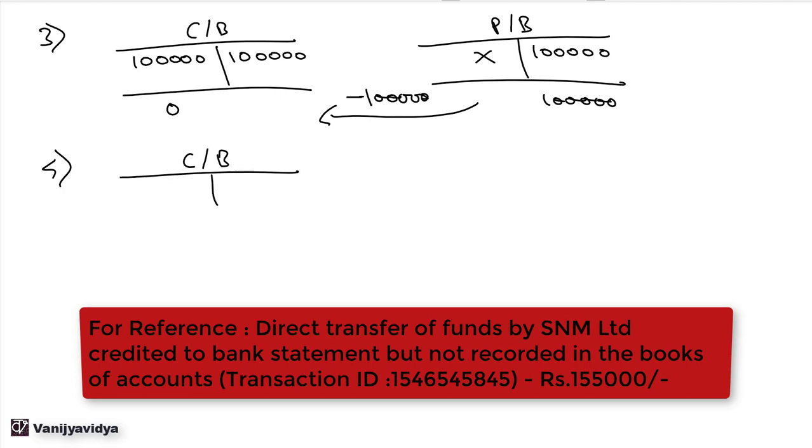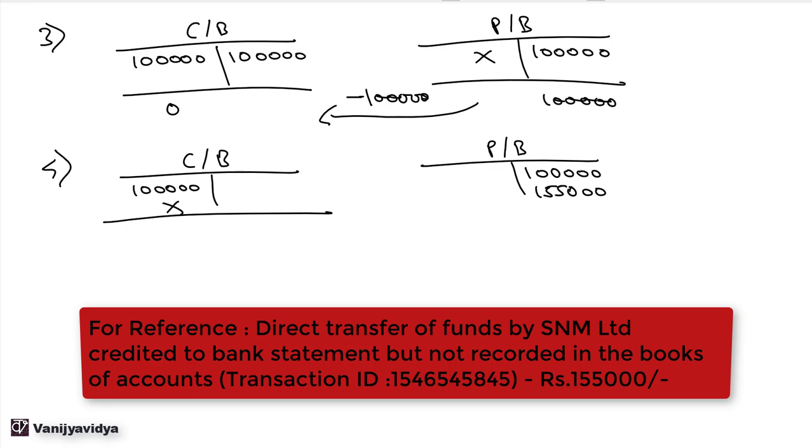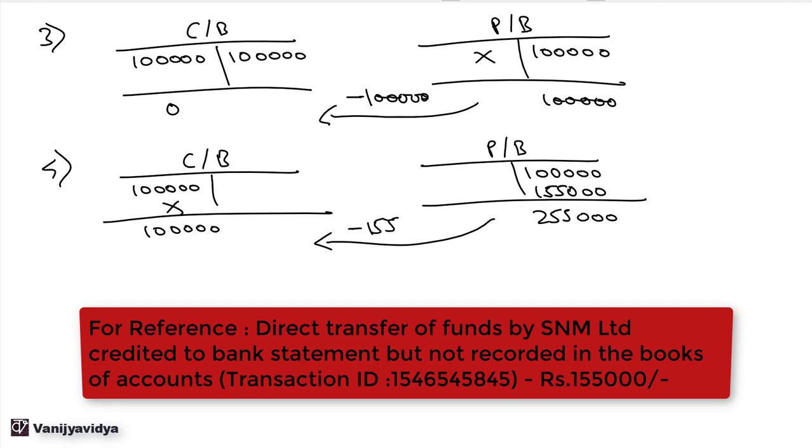4. We have cash book and passbook. 1 lakh debit balance as per cash book, 1 lakh credit balance as per passbook. Now there is a direct transfer. So 1,55,000 on the credit side of the passbook, but there is no entry in the cash book. So the balance as per cash book is 1 lakh. Balance as per passbook is 2,55,000.